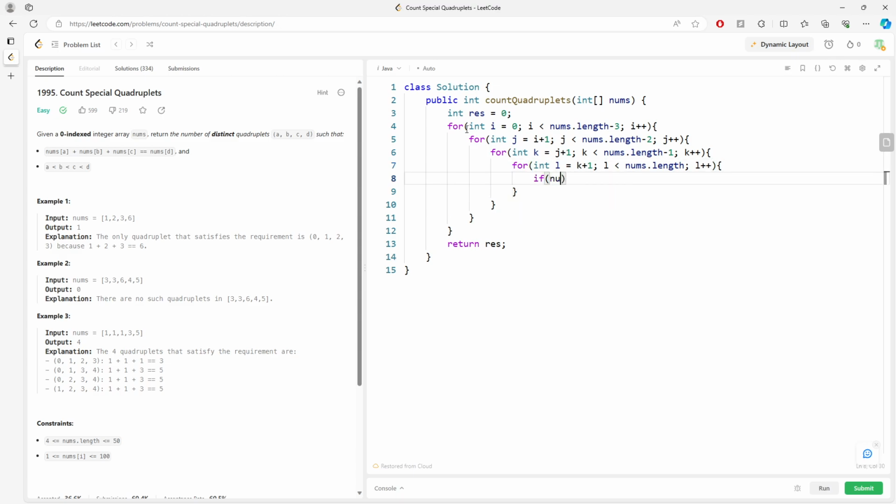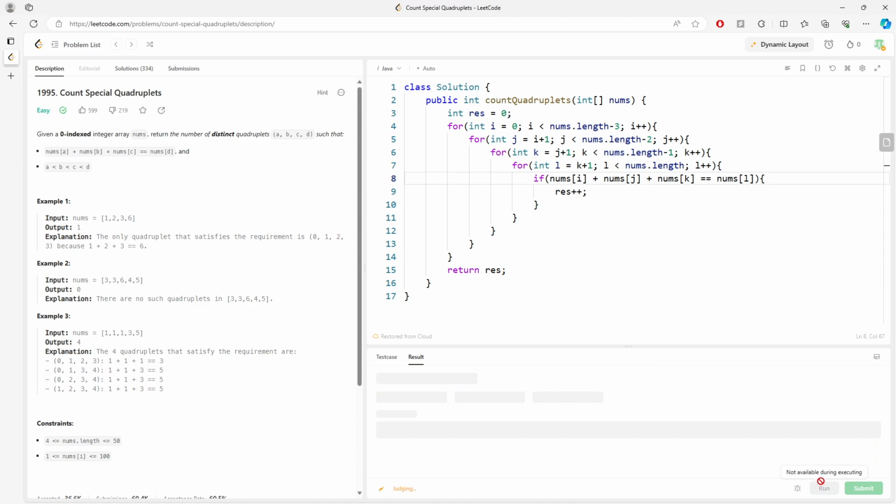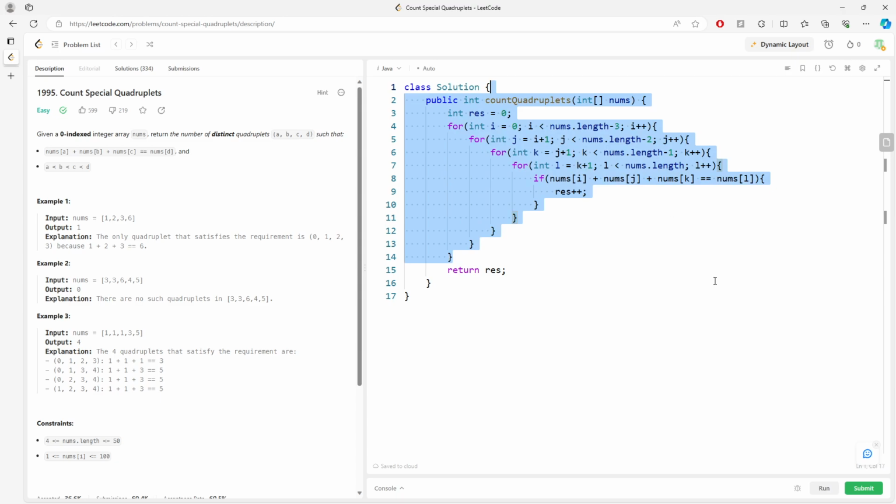So if the constraint holds, nums[i] plus nums[j] plus nums[k] equals nums[l], then you implement a counter. All right, the space is constant, and the time is n to the fourth. So this will be the worst solution.